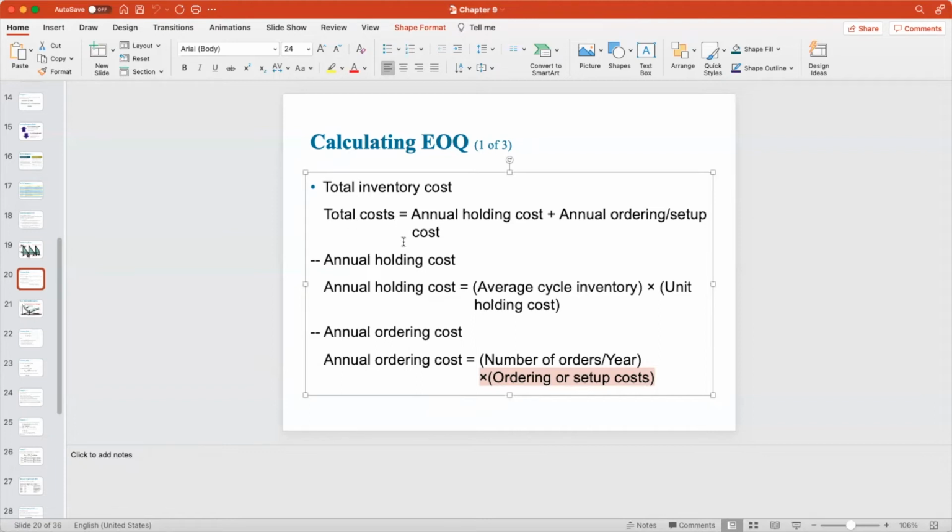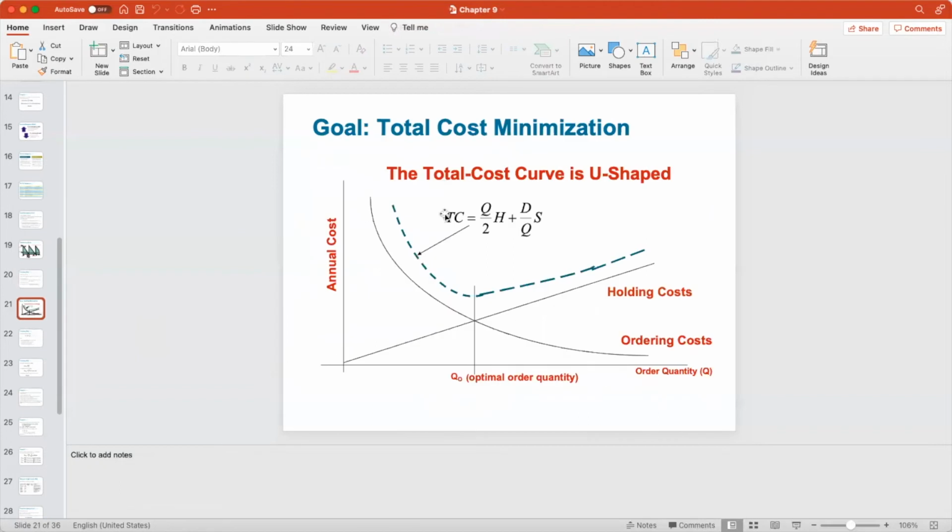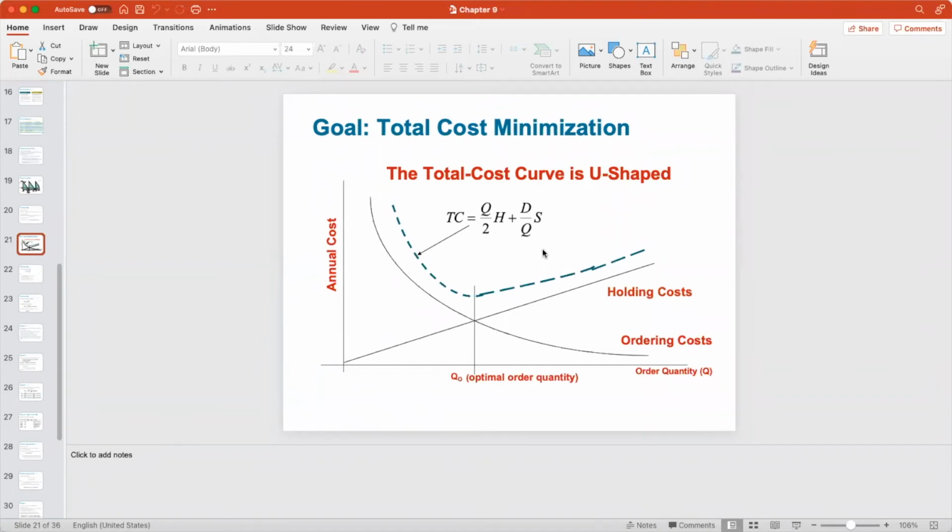And our total cost is simply the sum of the annual inventory holding cost and the annual ordering cost. Here, I use a mathematical equation to express the total inventory cost, which is very straightforward. The key idea is exactly the same as what I just mentioned. Let me briefly illustrate it. The expression shown here reflects two different types of inventory cost. The first element represents the total annual holding cost, and the second element represents the total ordering or setup cost. Let me illustrate each element.